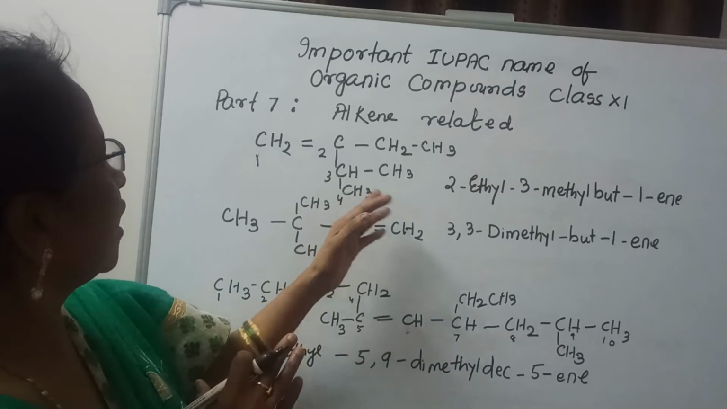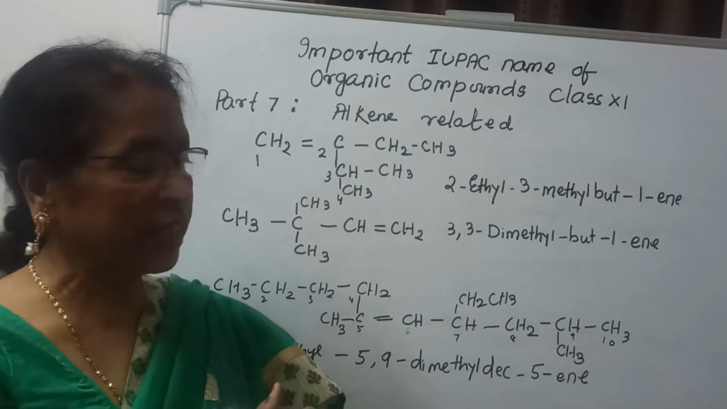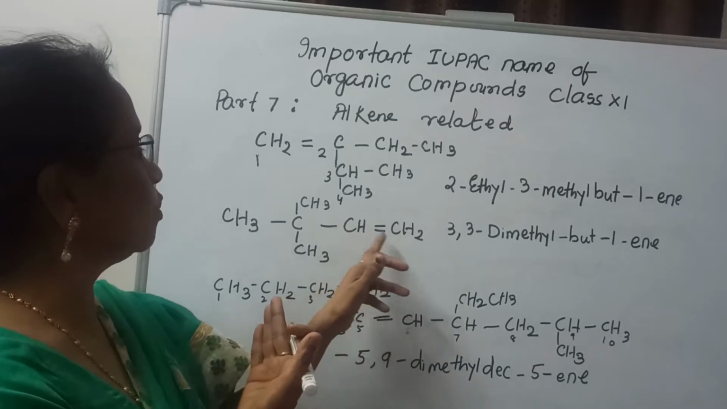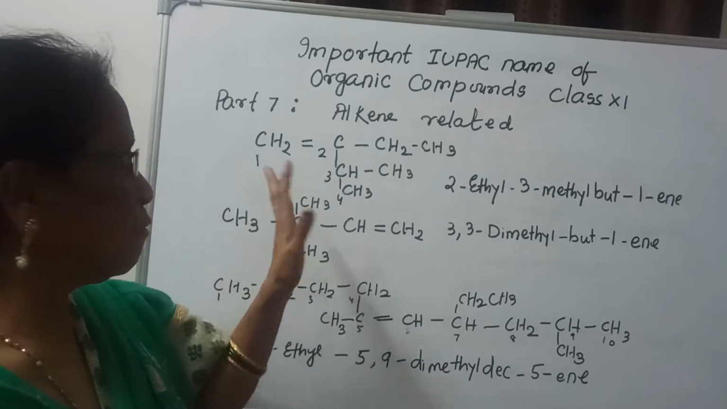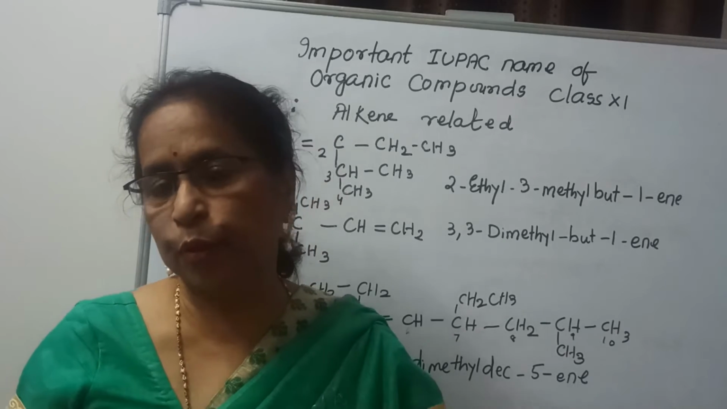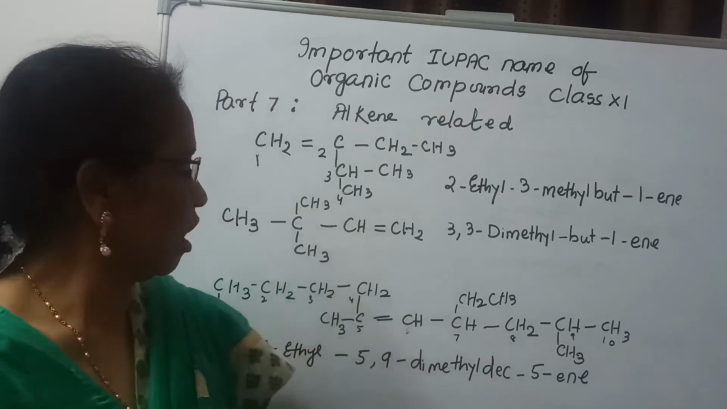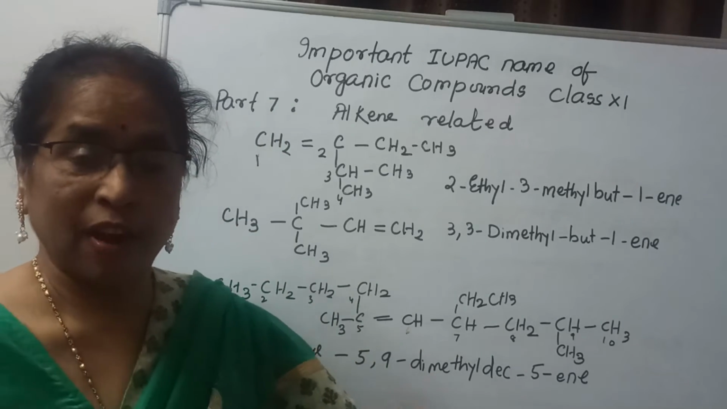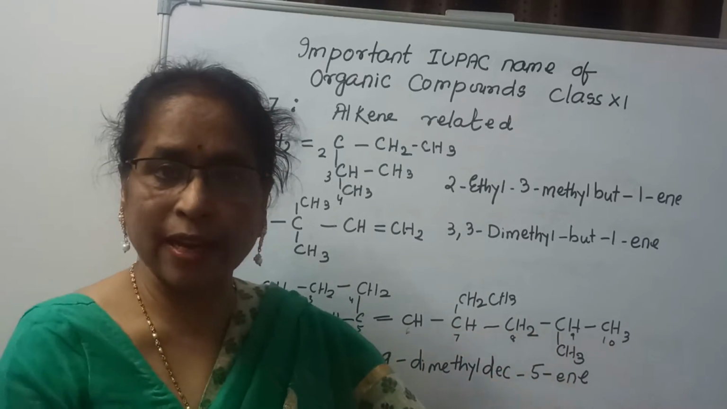And it is easy. I told 2 ethyl 3 methyl but-1-ene, and here, after 1, this side you will count 1 2, after 1 there is a double bond, longest chain but-1-ene, 3 position there are 2 methyl groups, so 3,3-dimethyl but-1-ene. And here it looks like a very complicated structure, but think a while how you can feel easy, and finding the longest chain 1 2 3 4 5 6 7 8 9 10, dec.